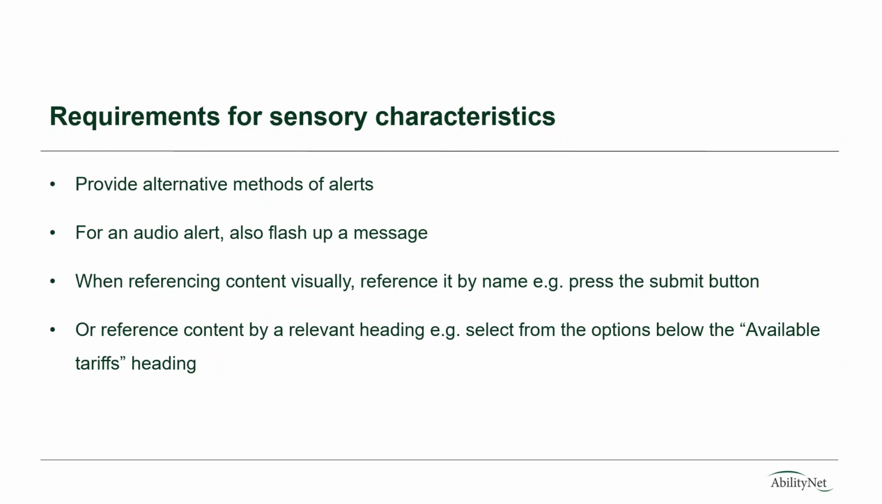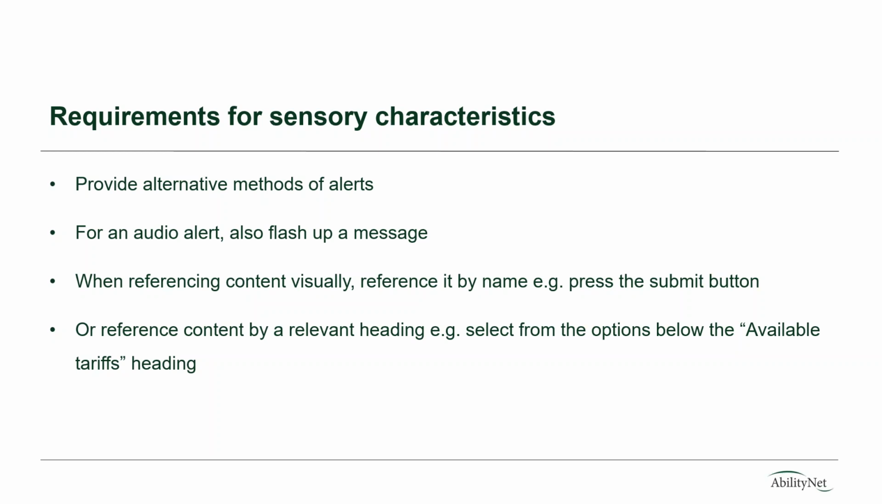If you do need to reference something visually, instead of saying click the list of options to the right, instead reference the heading directly above those options. So select from the list of options below the available tariffs heading would be better for people, because then a screen reader user who cannot see the screen and doesn't have the same concept of left or right as a sighted user, they will still be able to find that content by searching for the heading on a page.